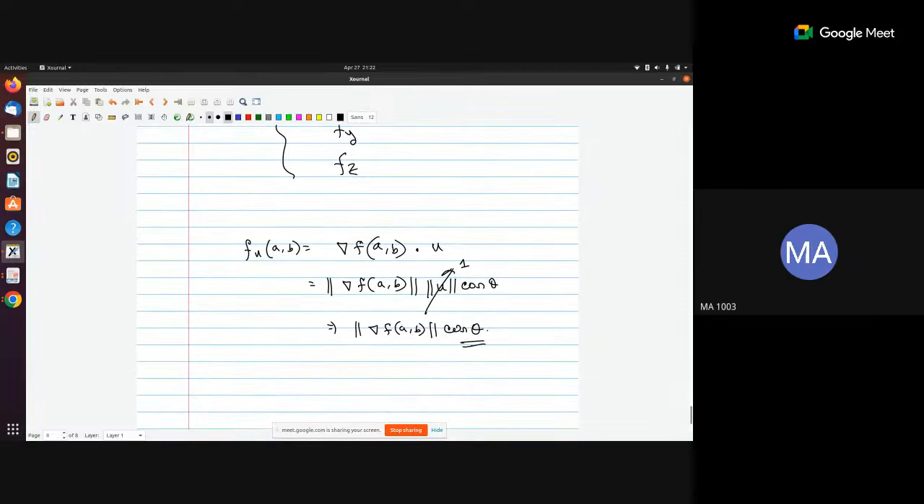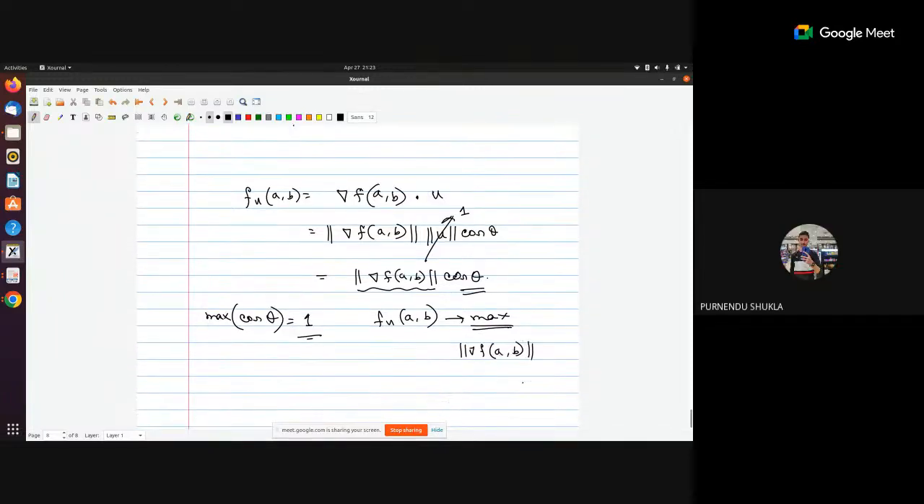Now what is the maximum value of cos theta and what is the minimum value of cos theta? Maximum value is 1, and minus 1 is the minimum value. So when cos theta is 1, this is maximum, because the norm is positive. What is the maximum value? That is the norm of the gradient. That means theta will be 0, right? I will come to that. Let me write the minimum first. The minimum value is minus the norm of the gradient.